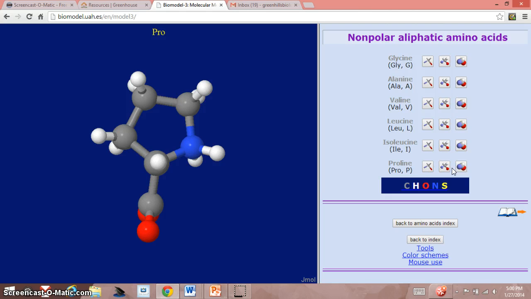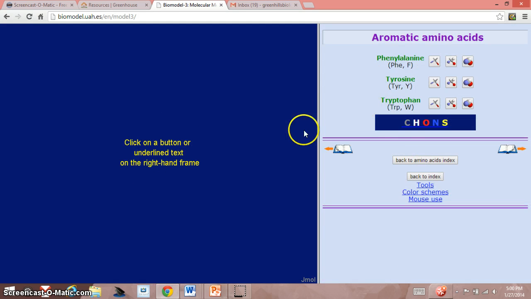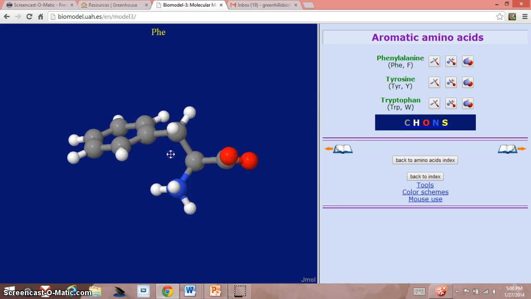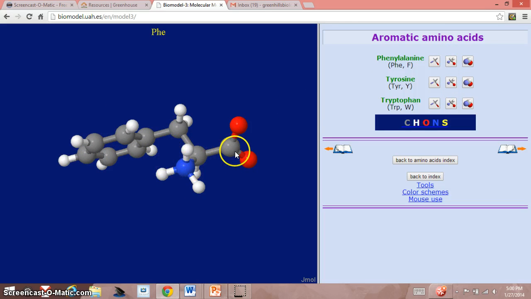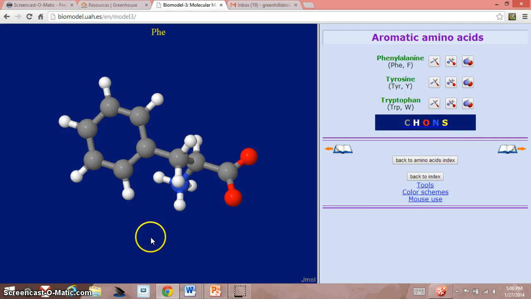And we're going to go to question number 9. It says go back to the amino acids. Again, feel free to pause this at any time if you need to stop and write stuff down. We're going to click on the aromatic amino acids, and we're going to look at the ball and stick models of all of these. Here's phenylalanine. Again, amino group, carboxyl group, central carbon, and then there's the R group here.